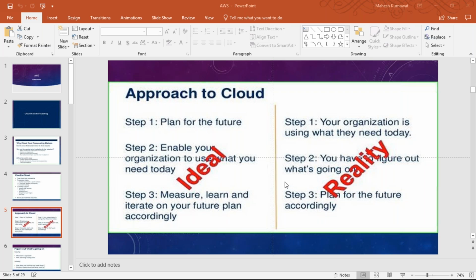This is the ideal approach, as we can say. And what is the reality? Your organization is using what they need today. Every organization is doing it because they know what the best thing they can do today is. This is the reality. But sometimes they will not think for the future.